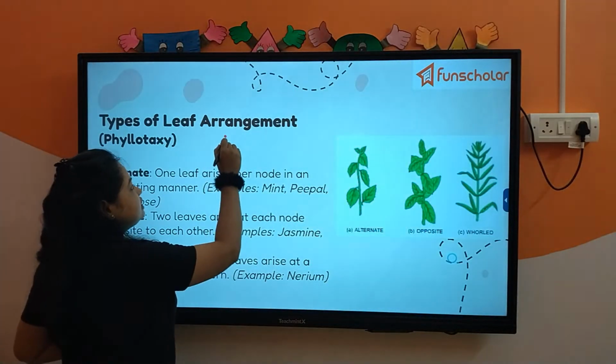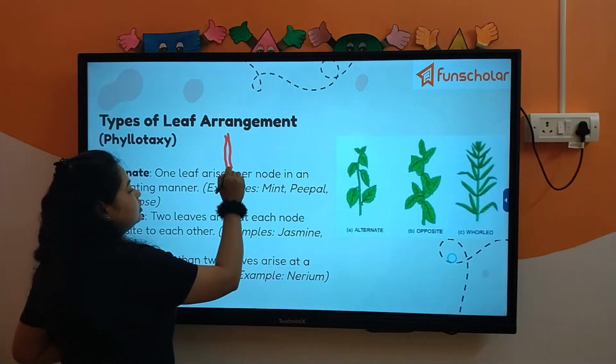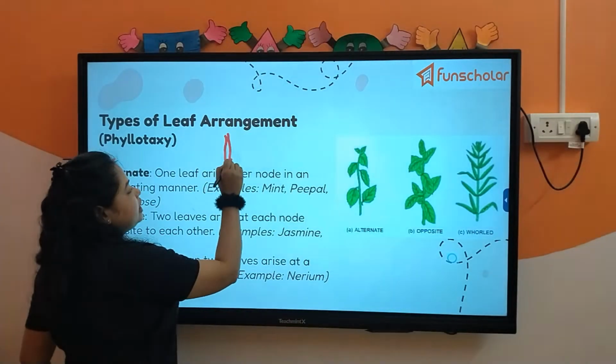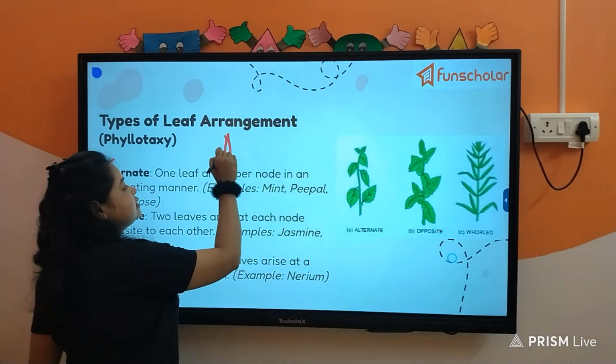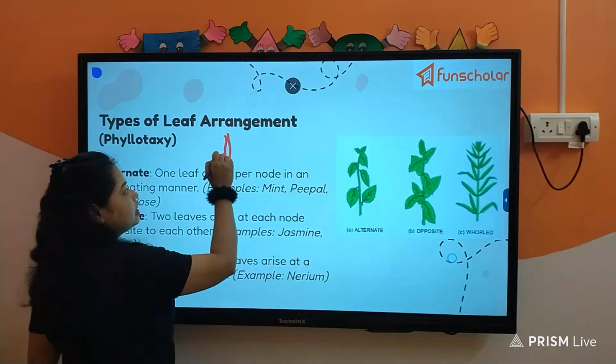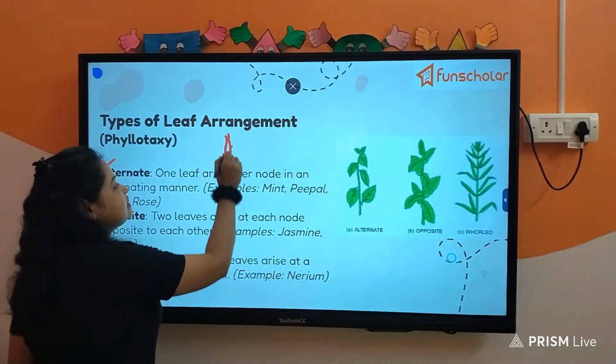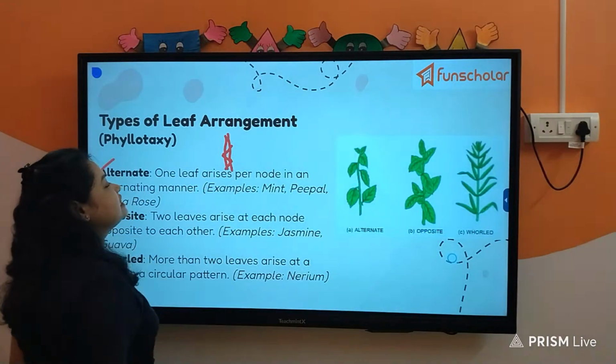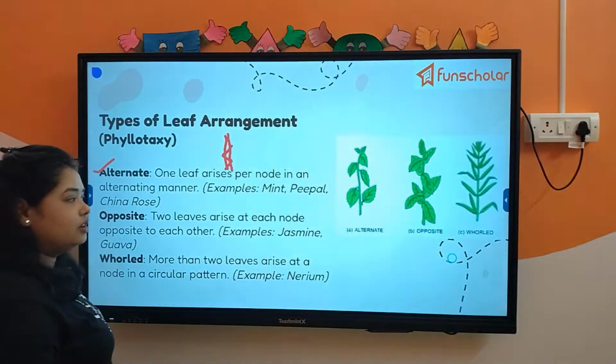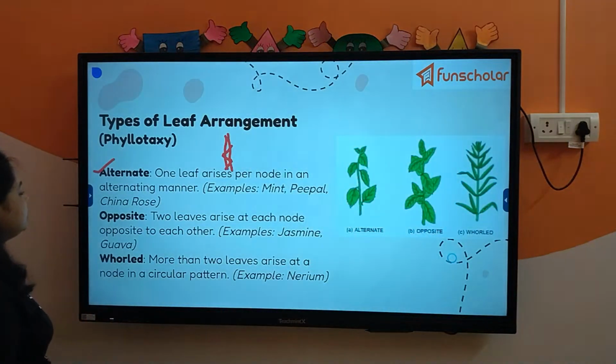For example, this is the stalk. So one node will be here, another node will be on the other side, a bit on the top, again another side, a bit on the top. So in a zigzag manner, you can follow a zigzag manner alternately. Okay, so this is the alternate.